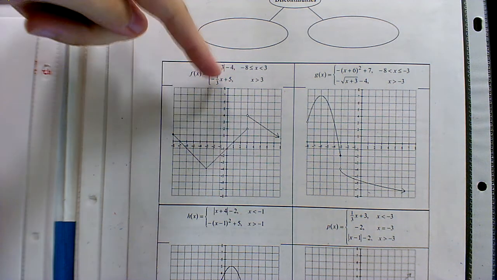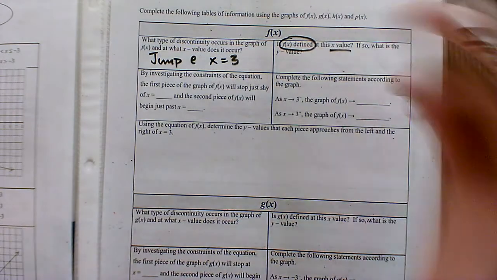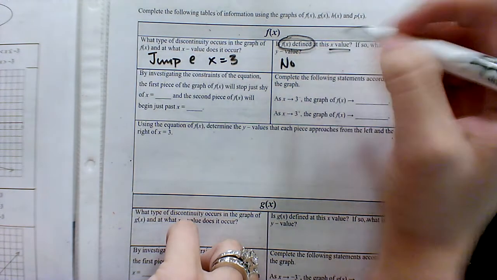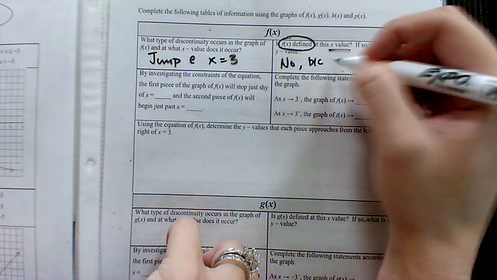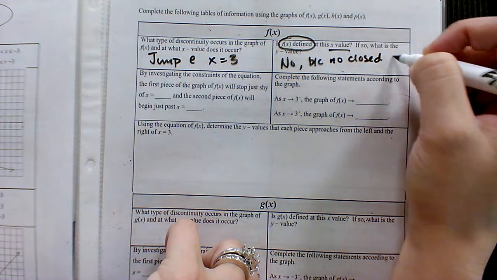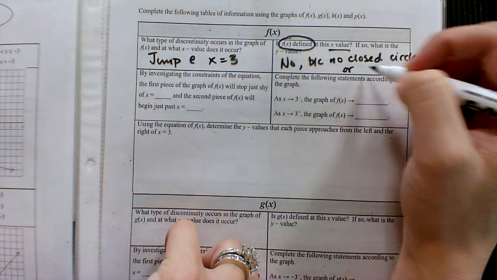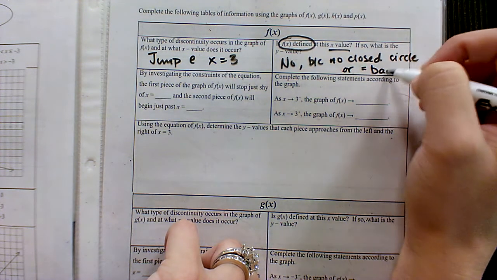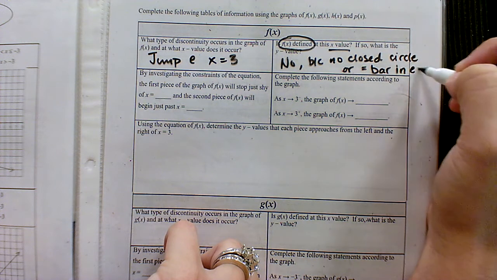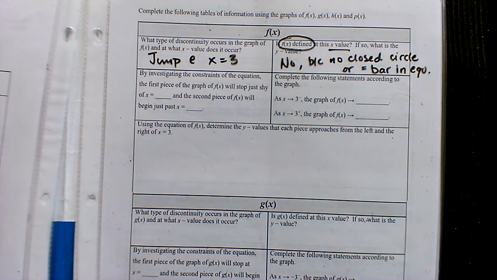Okay, so notice how depending on what information you know, you could determine whether you have a point or not. So we'll say no, because we have no closed circle or maybe equal bar in the equations, depending on what you want to look at, either the graph or the equations.